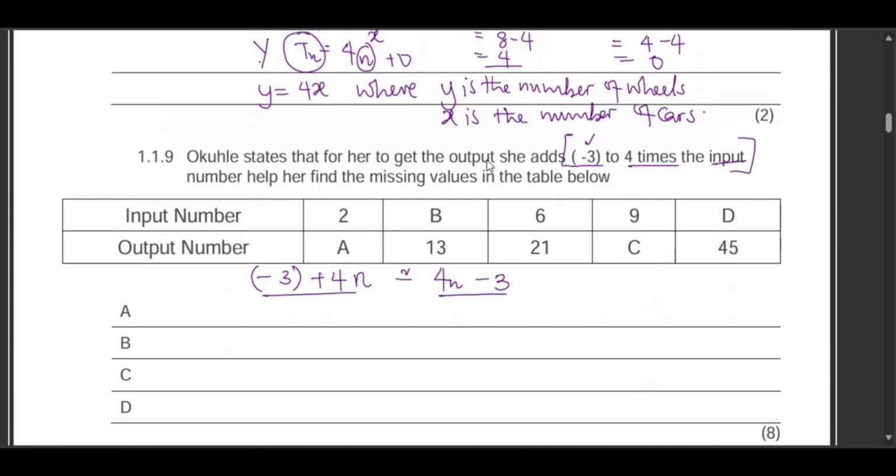All right. So if you're to look for the value of a, this is a formula from here. This statement here, this is what I'm highlighting. You see this? She adds. So what are we going to do? We shall add also.